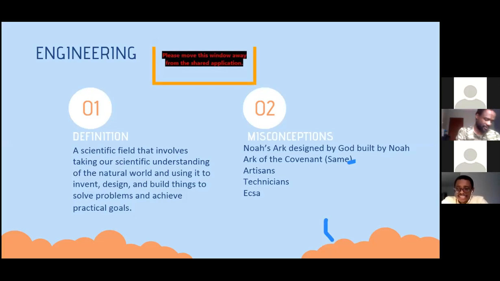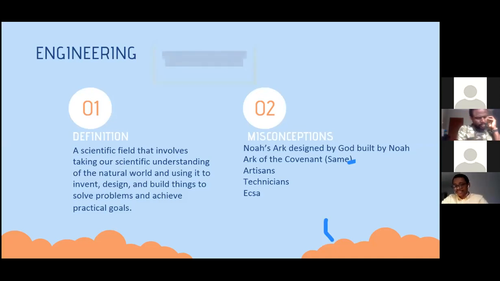For example, the guy that fixes the car. I usually make this example. If there's a neighbor of yours who goes under an engine and fixes the car, and that's what he does every day, that guy is not an engineer. Even though people might call him an engineer, he is not. He is a mechanic or an artisan. You can maybe even say he's a technician, but he's not an engineer.